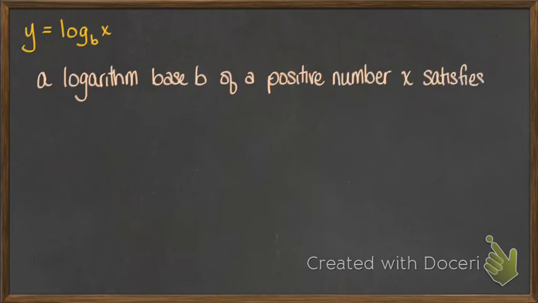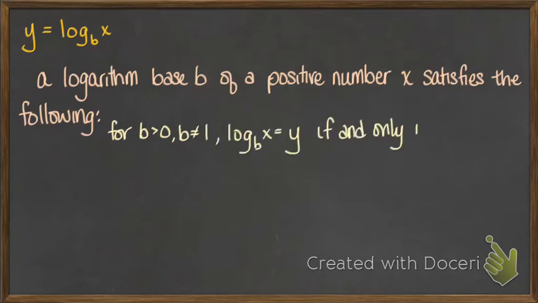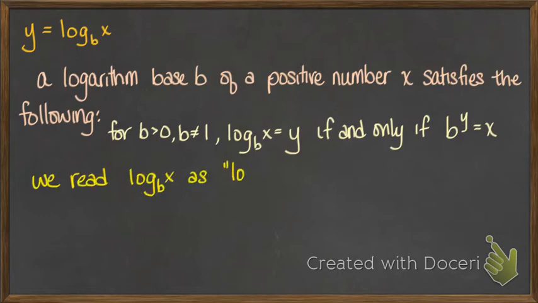Now, this is the logarithmic form of that same exponential expression. It has to follow some rules, just like our exponentials did as functions. So when b is greater than 0 and b is not 1, that should sound a little familiar. More on that in a second. The log base b of x is equal to y, if and only if b to the y is equal to x, because that's where this expression came from. I've said it a couple times, but we'll put it in print. We read that expression as the log base b of x.